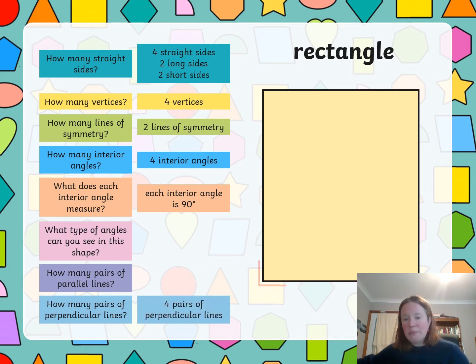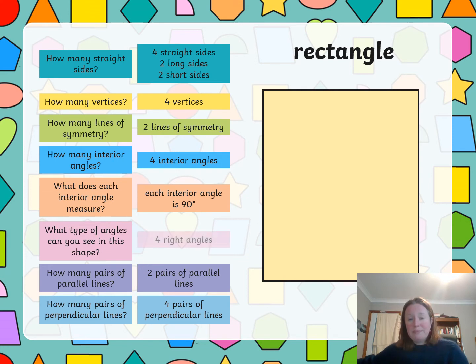It's 90 degrees because we have perpendicular lines. Let's look at the bottom. So we've got 4 sets of perpendicular lines, which in the interior of that angle mean that they are 90 degrees. They measure 90 degrees. How many parallel lines? Well, we've got 2 sets. And how many angles have you got? You've got 4 right angles.